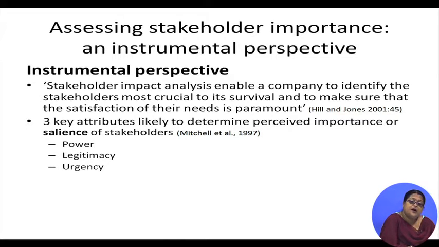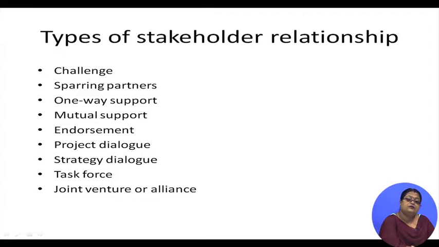So, these three things: power, legitimacy, and urgency determine which stakeholders, single or groups, get selected and become my salient stakeholders, and the firm needs to focus on them and address their problems. This is called the instrumental perspective. So, we can understand a firm has a two-way relationship with the stakeholder. Let us see what are the different types of relationship that the firm shares with the different stakeholders.